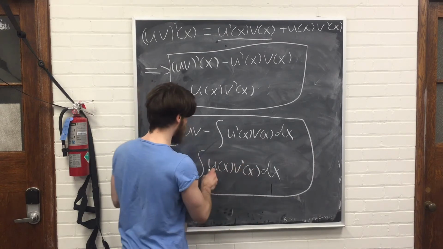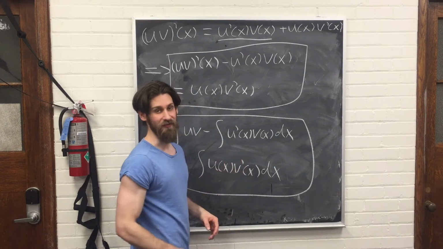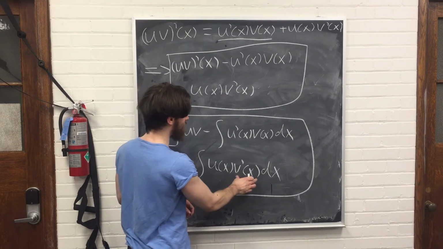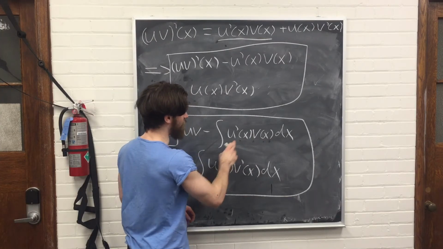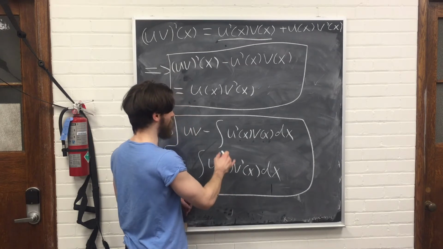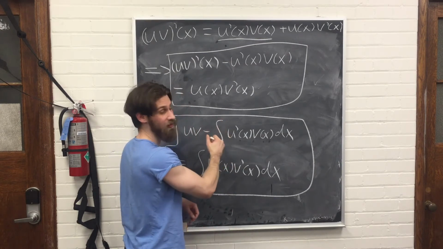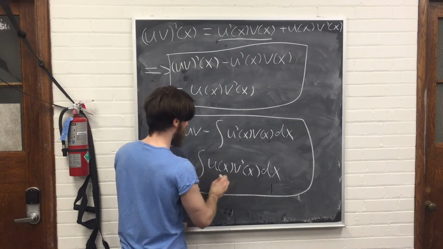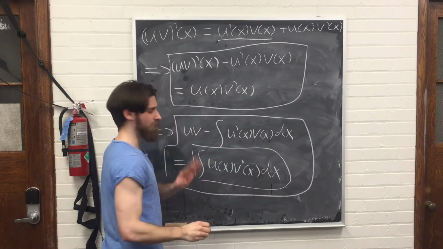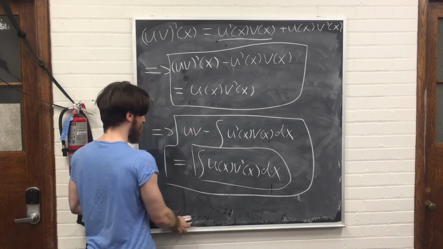Basically, suppose you want to integrate u v prime. To do so, we're going to have to integrate v prime, and we're going to have to differentiate u. But as long as we know how to do that, then we could attempt to use integration by parts to compute this integral right here. Okay, so let's do an example.